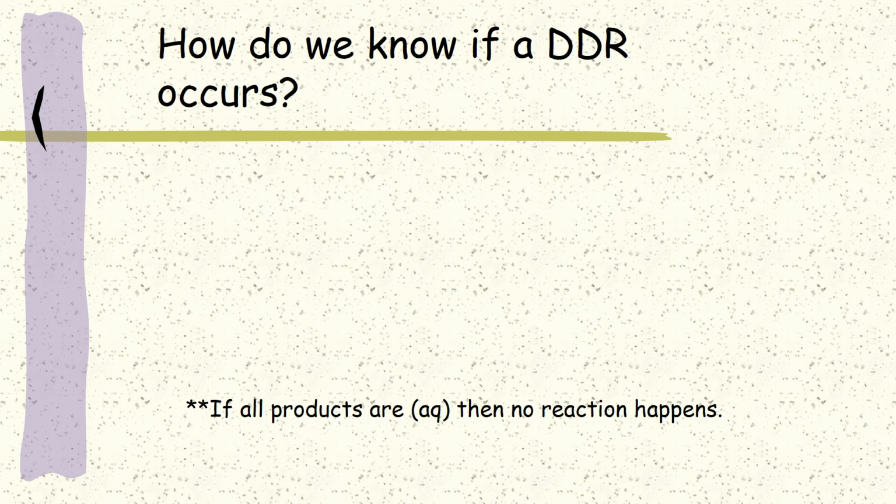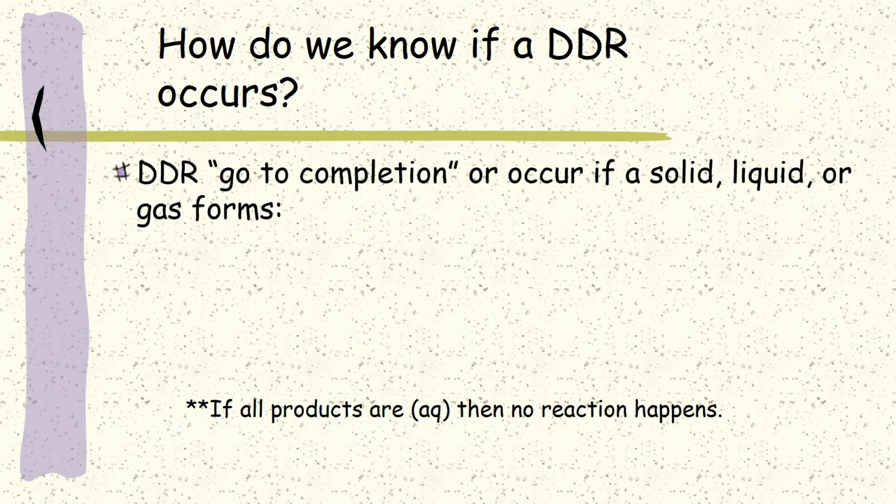All right. So now, putting all of this information in relation to a double replacement reaction, how do we know if a double replacement reaction is going to occur? A double replacement reaction will occur, or we say it goes to completion, if a solid, liquid, or gas forms.